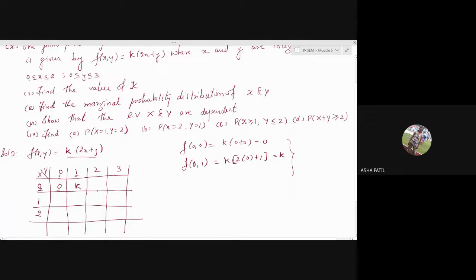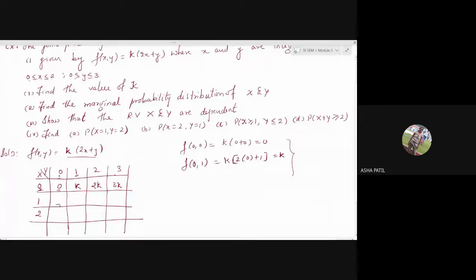Can you tell the next value? 2k. X is 0, so every time the first term 2x becomes 0 because we are finding at 0. Only the values of y multiplied with k remain, so we get 2k. Next value I hope is 3k.